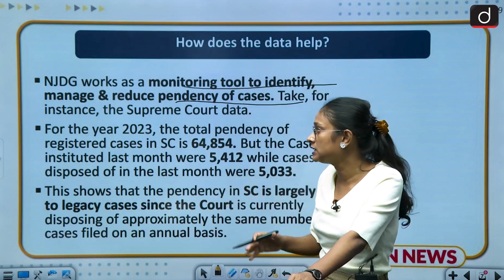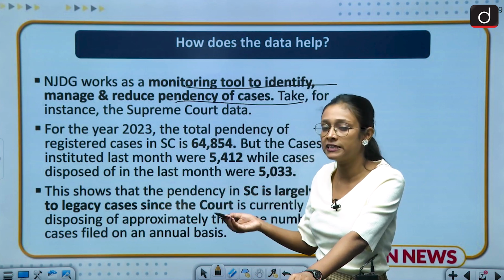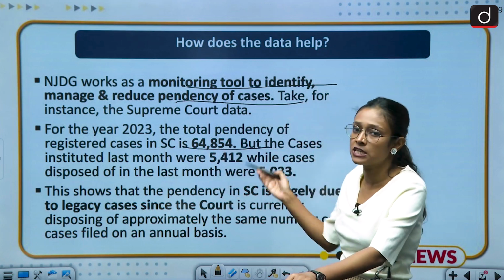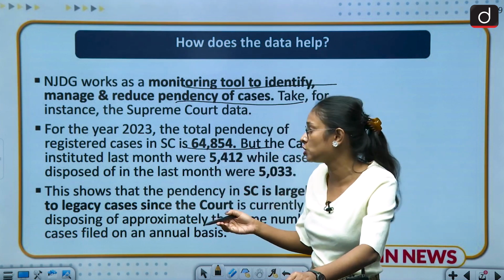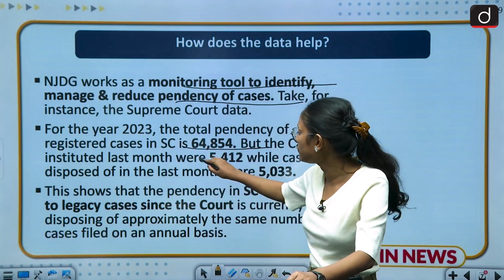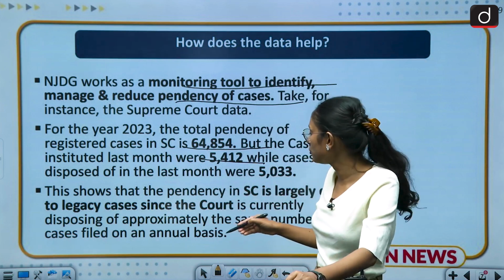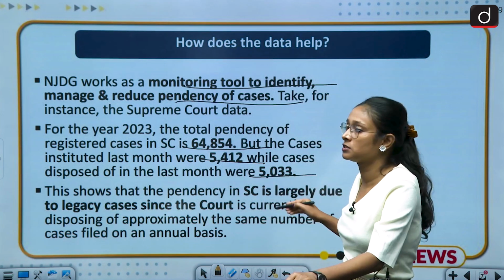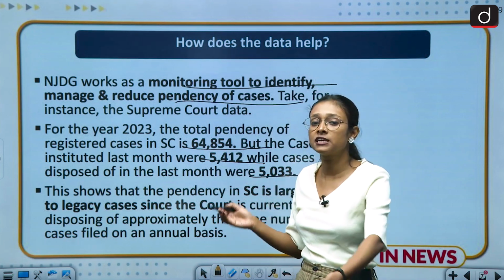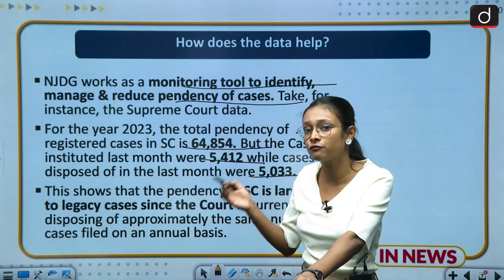The second thing is that we have the data of the Supreme Court, which it has onboarded: around 64,854 cases have been registered and are pending. And for the last month we have the data that the cases instituted were 5,412 and the cases disposed were 5,033. So what it says is that there is a high number of pending cases, while the cases instituted are only about 5,000 and the cases disposed are also about 5,000.